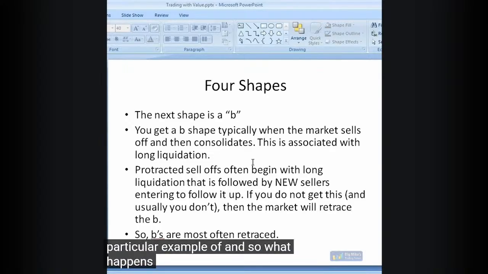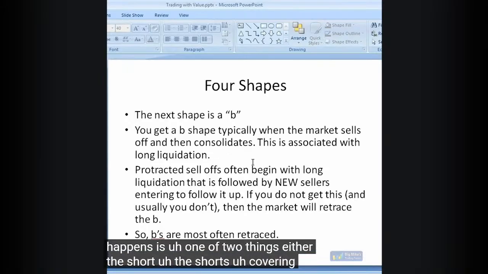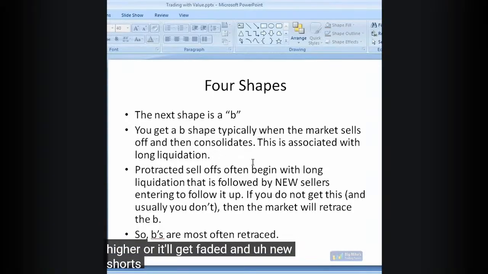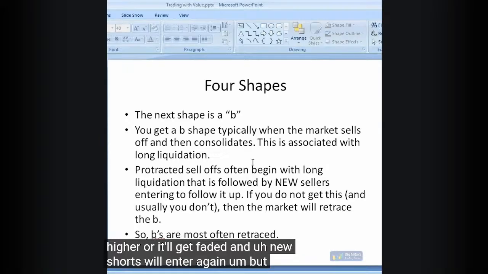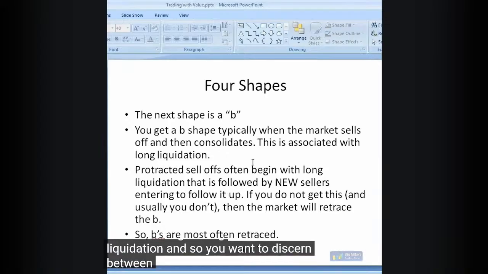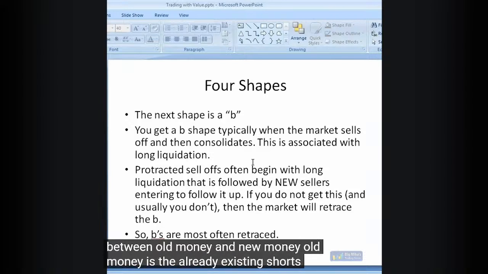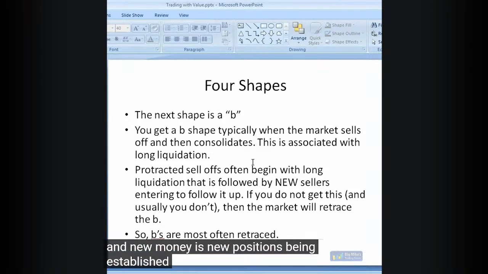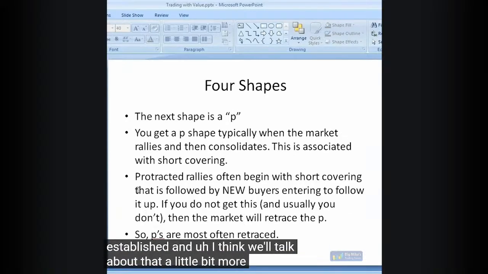And so what happens is one of two things. Either the shorts covering will be followed by new longs propelling the market higher, or it'll get faded and new shorts will enter again. But almost invariably, a move begins with either short covering or long liquidation. And so you want to discern between old money and new money. Old money is the already existing shorts, in the example that we're using here, and new money is new positions being established. And I think we'll talk about that a little bit more as we go on.